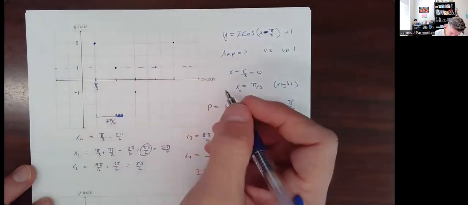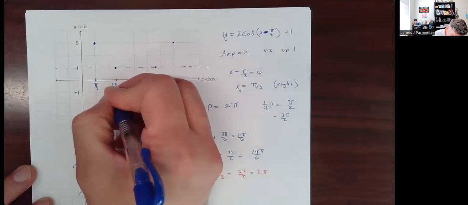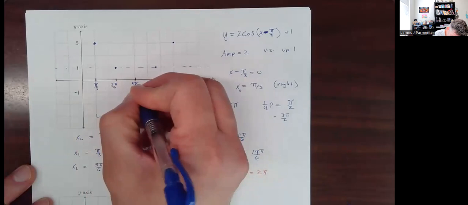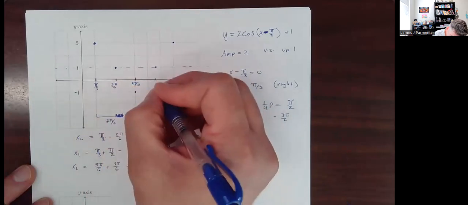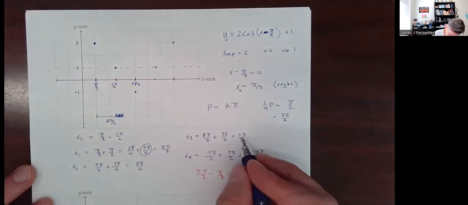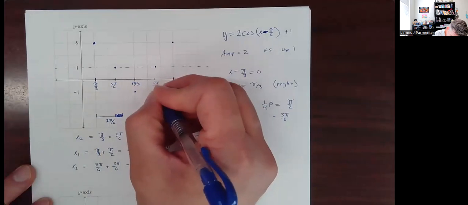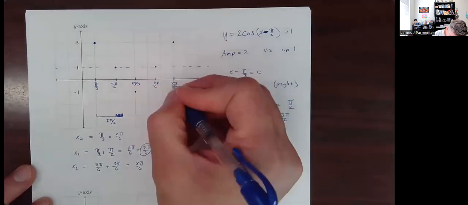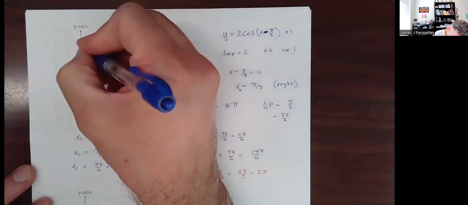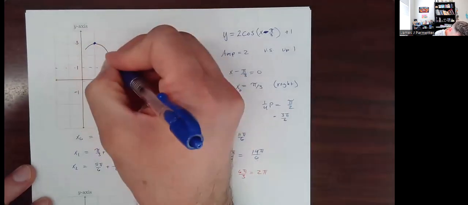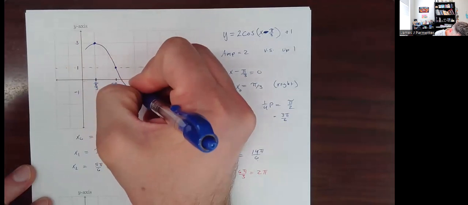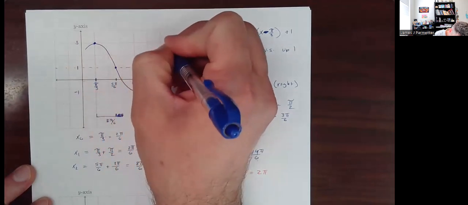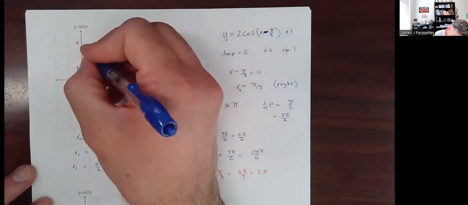I could label these, right? That's 5 pi over 6. That's 8 pi over 6, which is 4 pi over 3. That's the next one, which is 11 pi over 6. And finally, 14 pi over 6, which is 7 pi over 3. And it's going to look kind of like this. The nice thing about all these sine and cosine graphs is for the most part, they all have the same shape. We're just kind of shifting them around.